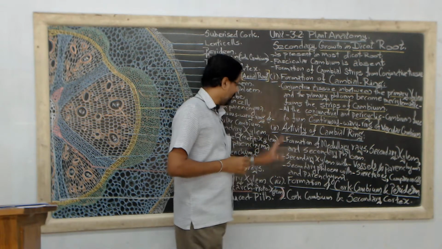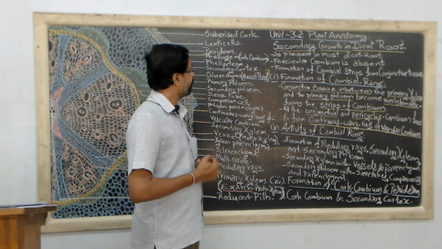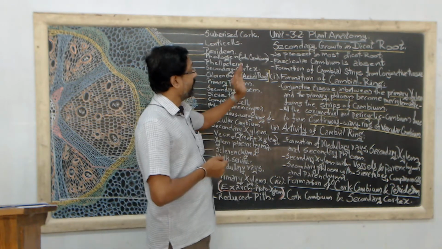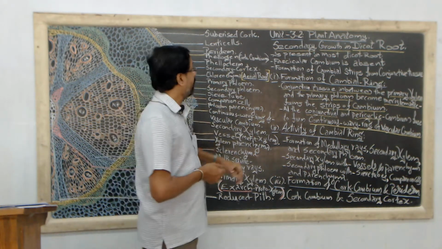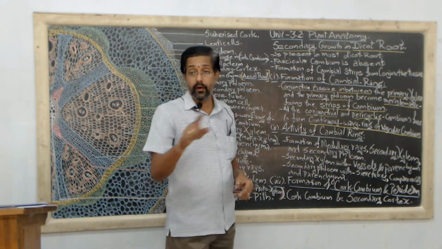And here there are three major levels of activity related to the secondary growth in dicot roots. Coming to the first, it is the formation of the cambial ring.